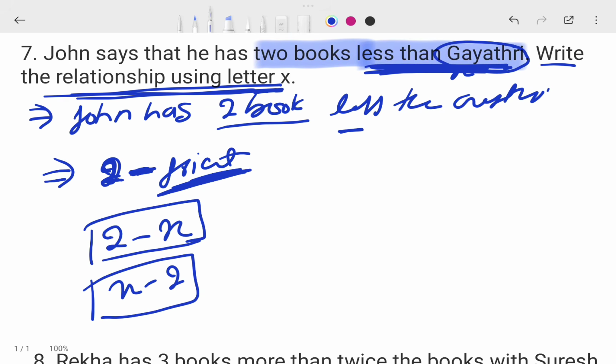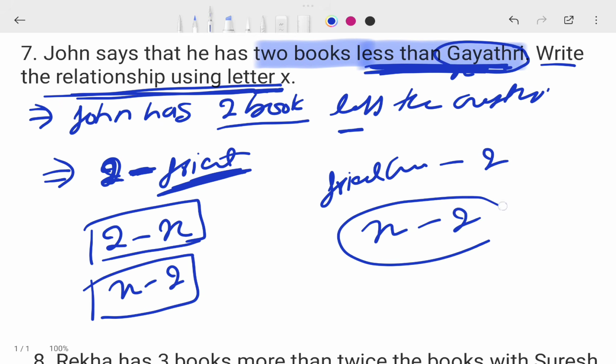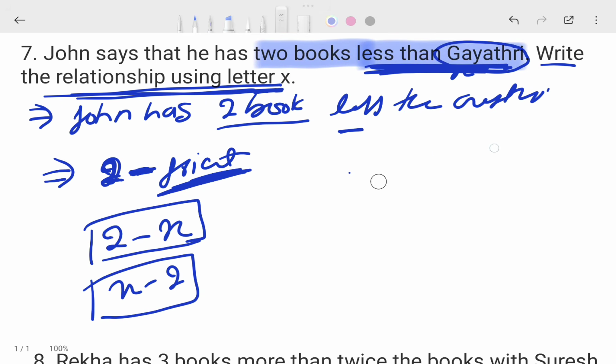How much is it? We don't know. Your friend has more chocolates. This means Gayatri has more chocolates, but how much we don't know. So just write how much you have, 2. So that's the same. Okay, now you can write it like that also.